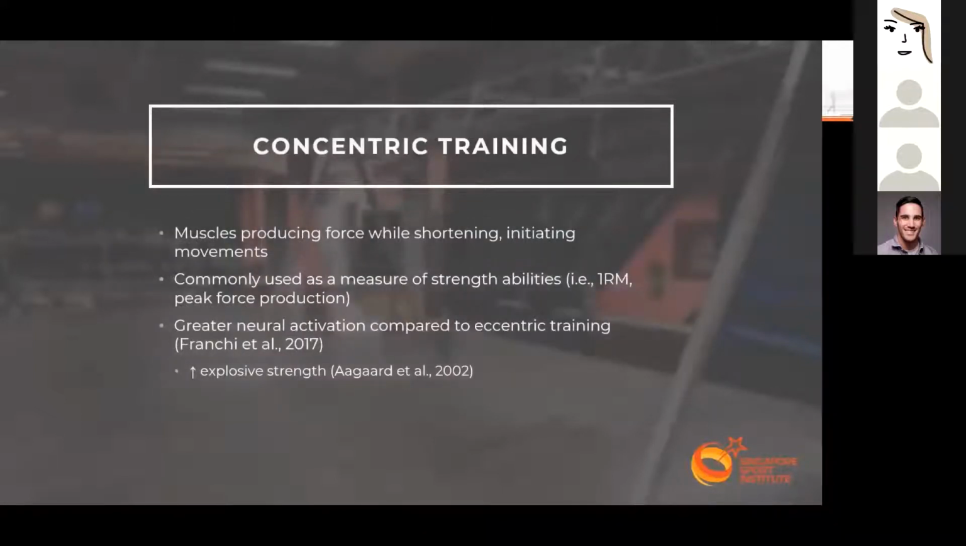We next take a look at other means of training. During a concentric action, the muscle produces force while shortening, initiating movements. Traditionally speaking, most training methods will emphasize the concentric phase of a dynamic movement. The fact is that most performance measures depend on how much one can concentrically lift, as in a 1 repetition maximum test, or how much peak force can be produced on a force platform, for example a jump test.